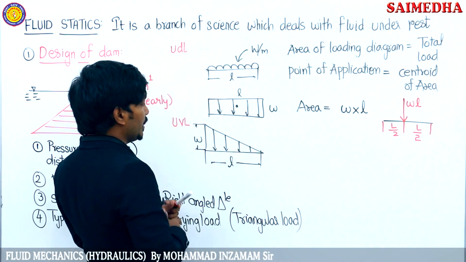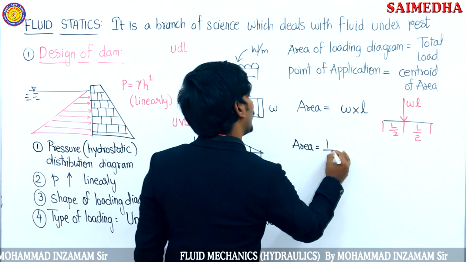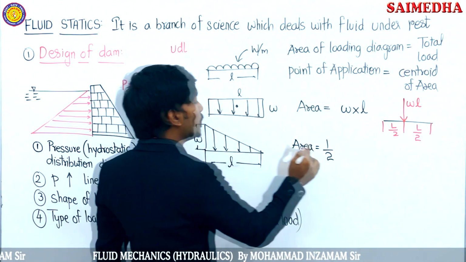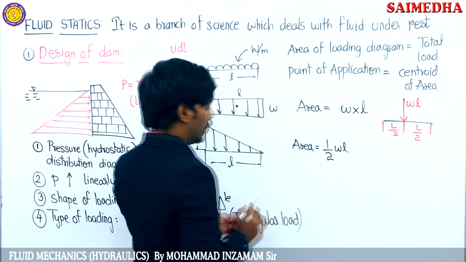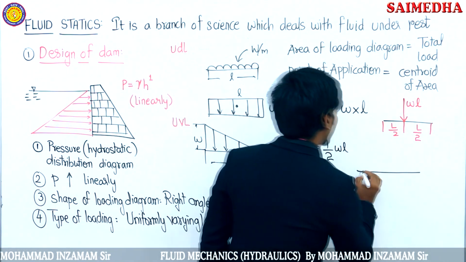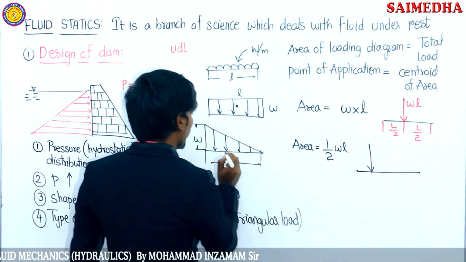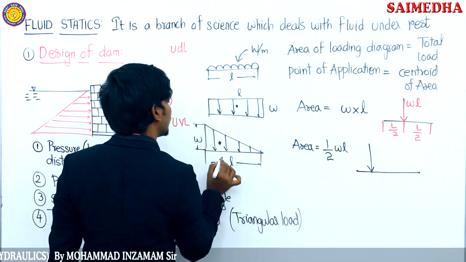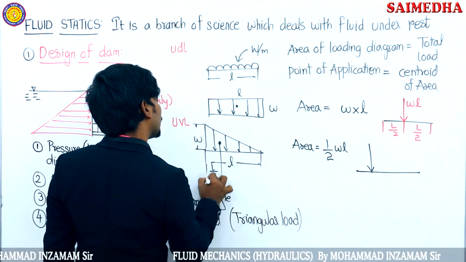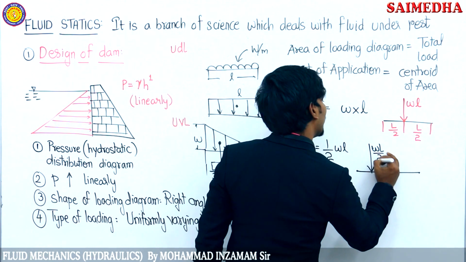Okay. Now tell me, guys, what is the area of this triangle? Area is half into base into height, half into L into W. How are you going to put this one? This is the beam, guys, and where are you going to put the load? At the centroid. Where is the centroid? The centroid is at a distance of L by 3 from the base. What is the load? WL divided by 2.